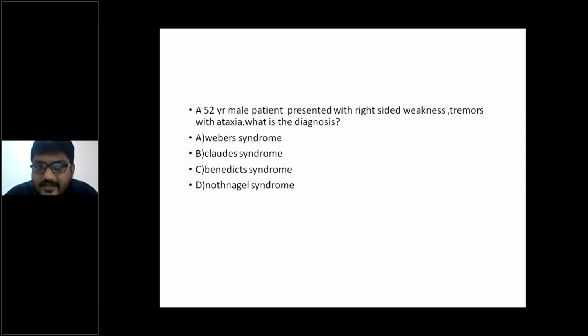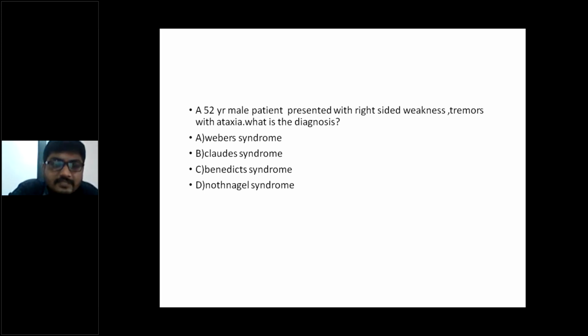So right-sided weakness, tremors with ataxia. In Weber syndrome, only third cranial nerve palsy with some corticospinal tract involvement will be there. So only hemiparesis with third cranial nerve palsy will be there. Here I didn't give the third cranial nerve palsy. Why? Because in all the four syndromes, third cranial nerve palsy is present. So I didn't give it.